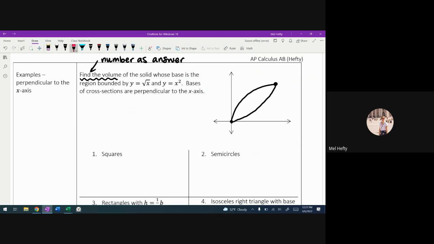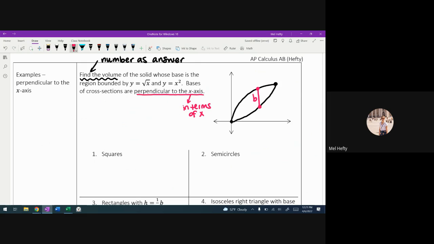All right. We are still perpendicular to the x-axis, which means we get to work in terms of x. We'll work in terms of y after our break. So I'm going to go ahead and draw that one vertical line to represent the base. Again, I'm just drawing that anywhere in the middle of my region. It's not at a specific place.